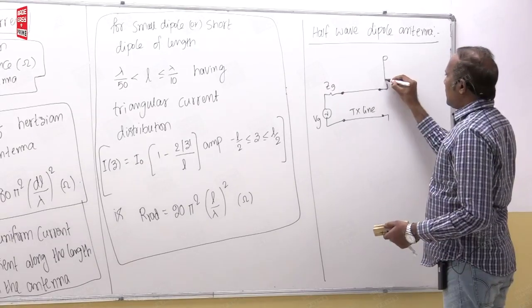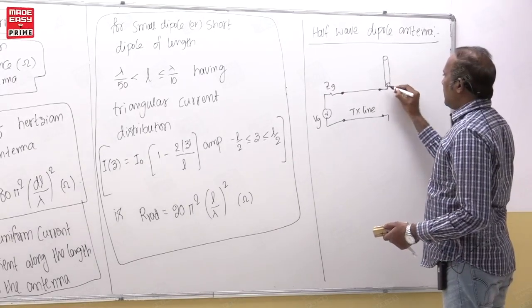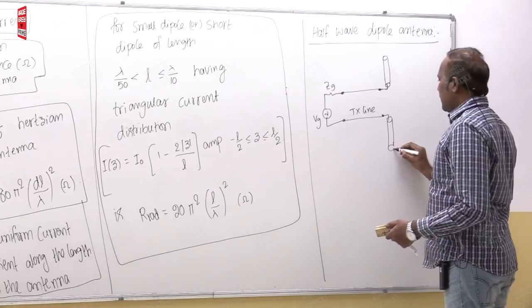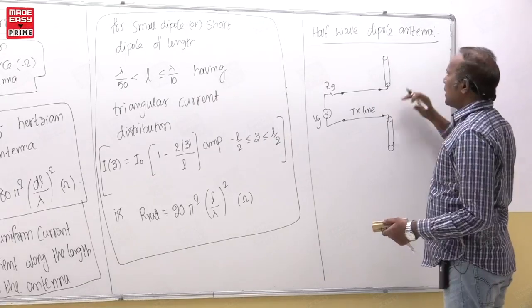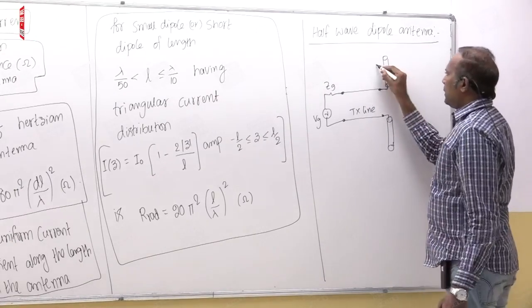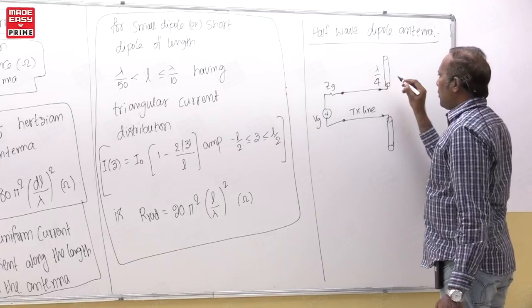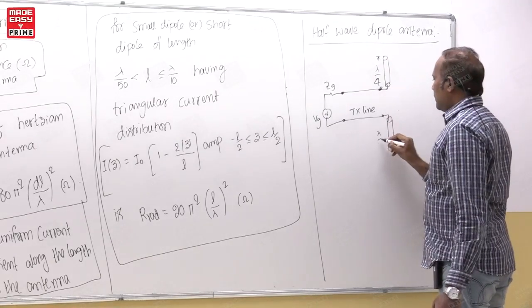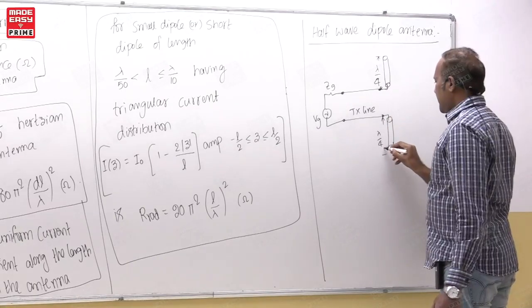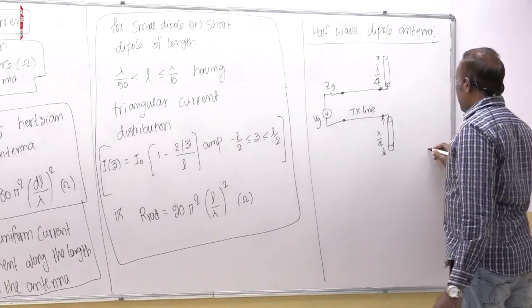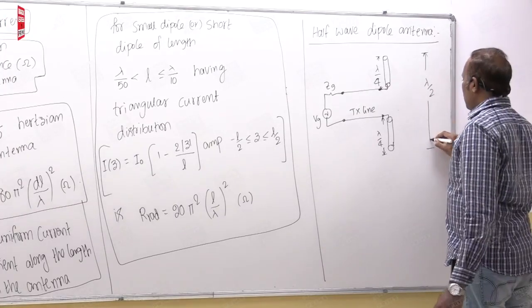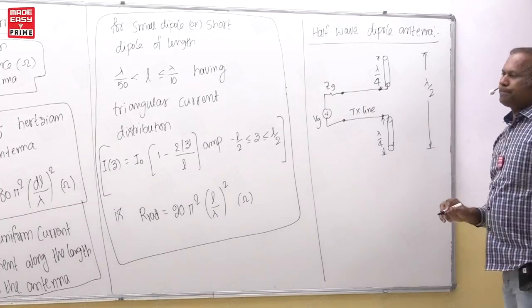Now here antenna rods are there, and here one more rod is there. Each rod is called one pole, two poles are there, so dipole. This one is of length lambda by 4, and this is also length lambda by 4. Overall length is actually lambda by 2.